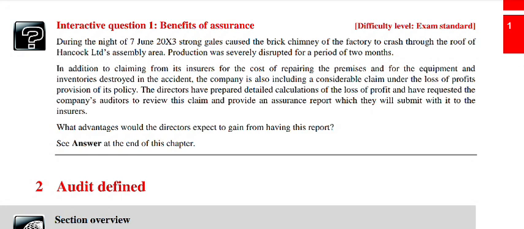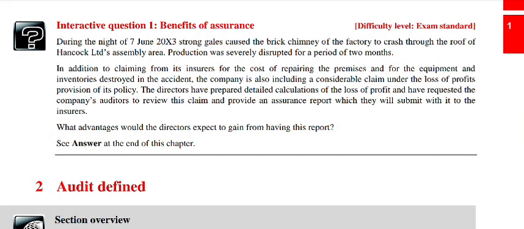Interactive question 1. Benefits of assurance. During the night of 7th June 2003, strong gales caused the brick chimney of the factory to crash through the roof of Hancock Limited's assembly area. Production was severely disrupted for a period of 2 months.